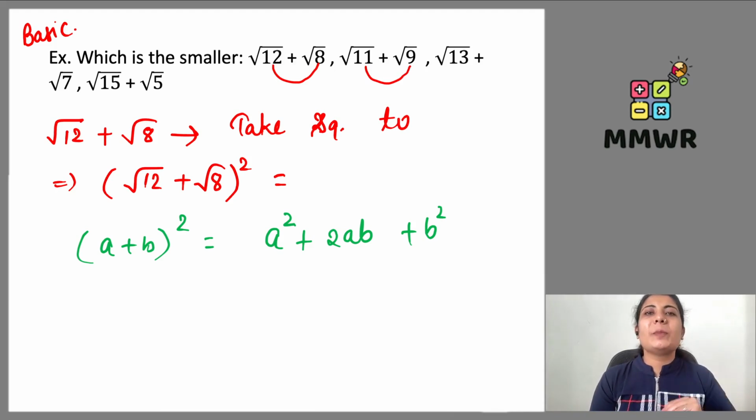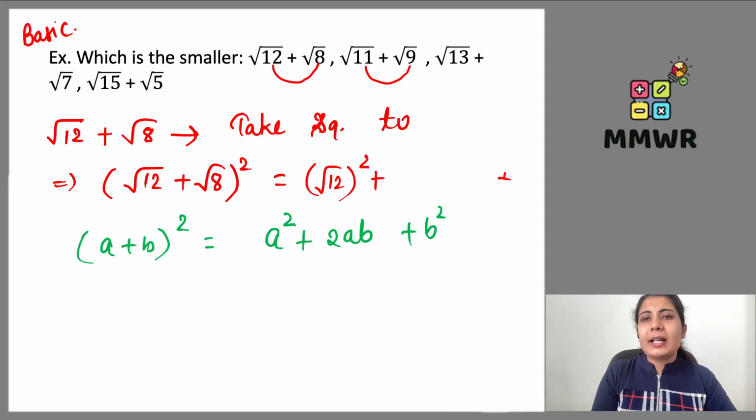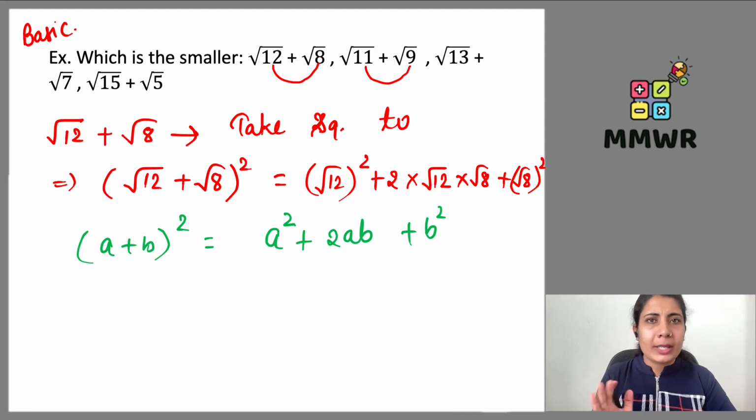So (a plus b) whole square, what are we getting here? Root 12 plus root 8 whole square. The value for a, according to our problem, is root 12. That means we simply have to take the square of root 12. Then the last term is going to be the square of root 8. And the middle term has to be 2 multiplied by root 12 multiplied by root 8. I hope it is very clear to all of us to understand it till here.